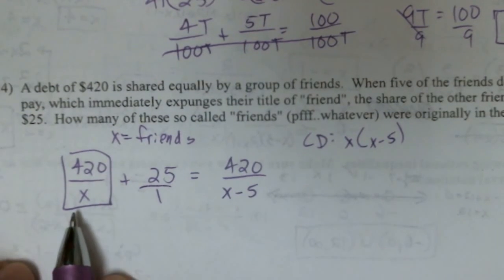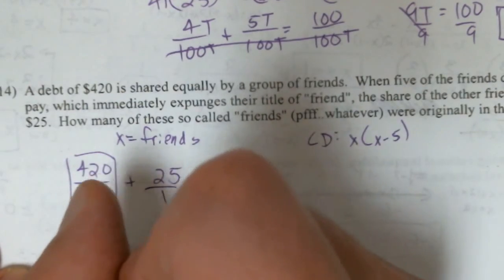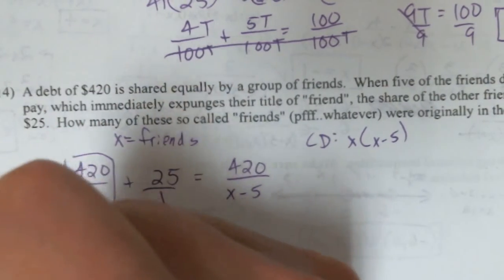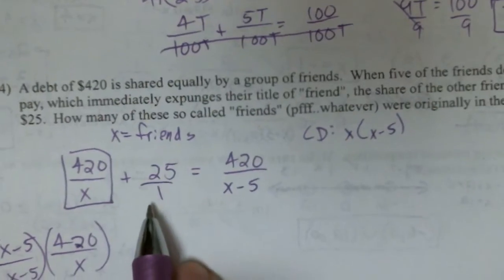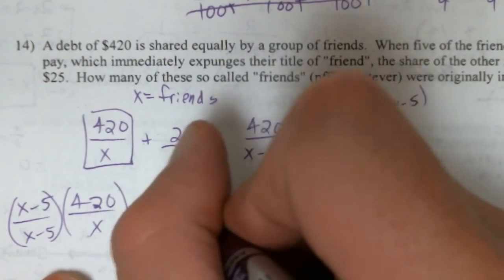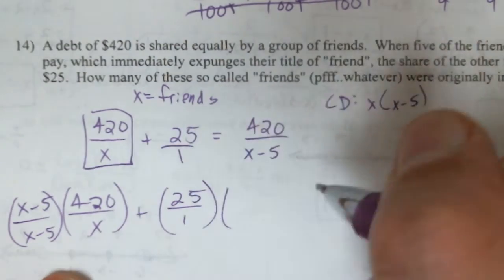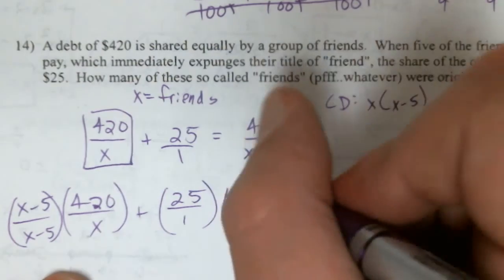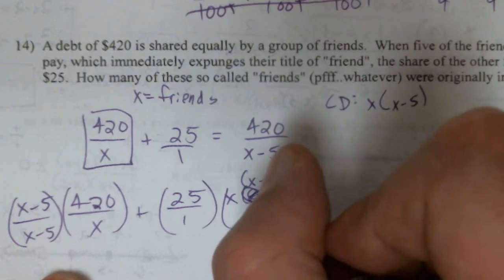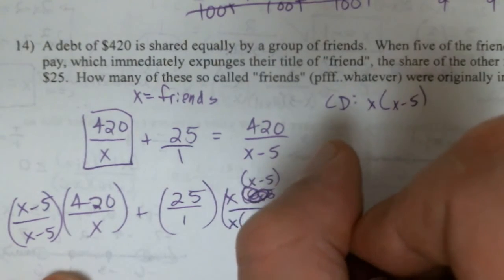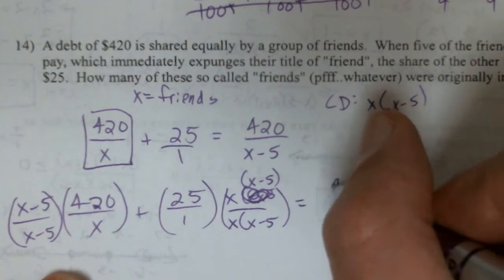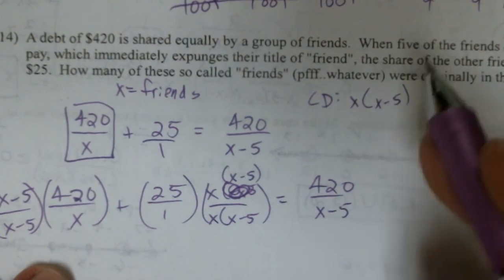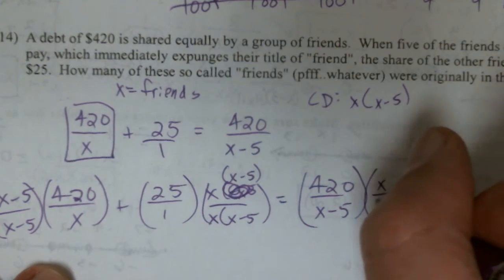So what does this guy need? 420 over x. This guy needs an x minus 5. This guy needs a what? This guy needs everything. This guy needs an x times an x minus 5. Sorry: x minus 5 over x times x minus 5. And that equals 420 over x minus 5. What does this guy need? This guy's missing an x, so he needs x.